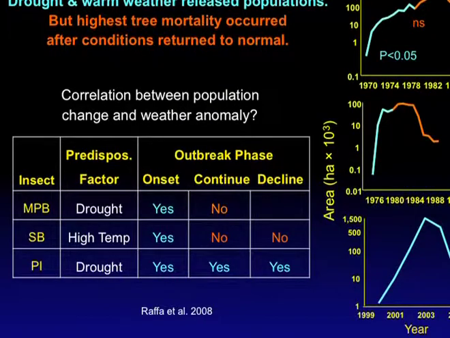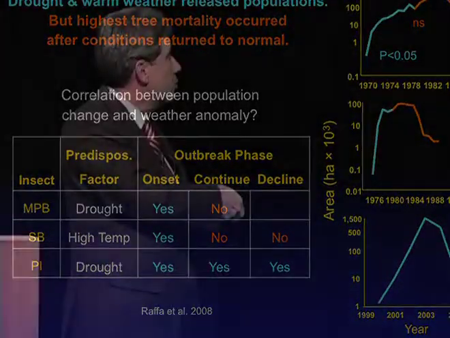In all three cases, we found a correlation between the onset of the outbreak and a predisposing factor. In the case of mountain pine beetle, it was drought. Spruce beetle was high temperatures. Pinyon ips was drought. But in the case of mountain pine beetle and spruce beetle, the continuation of the outbreak no longer relied on that predisposing factor.